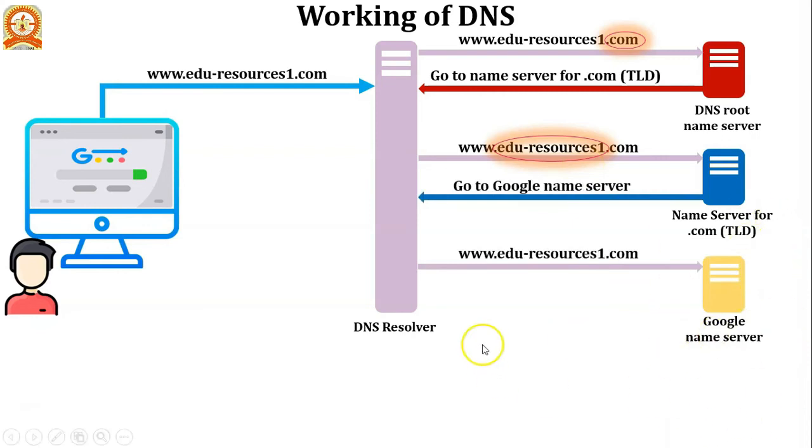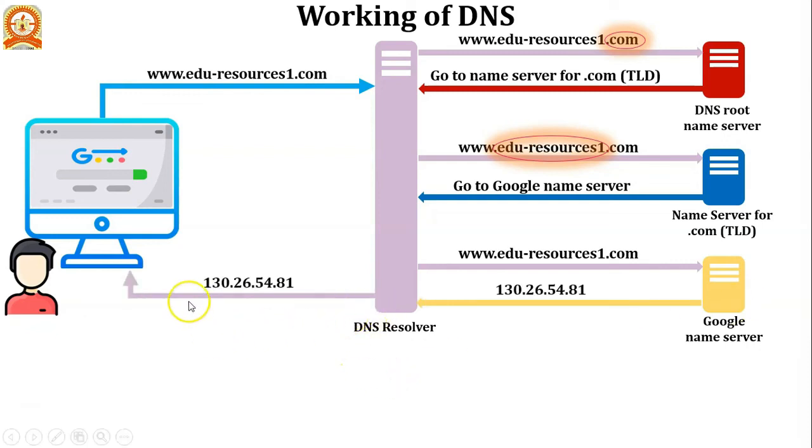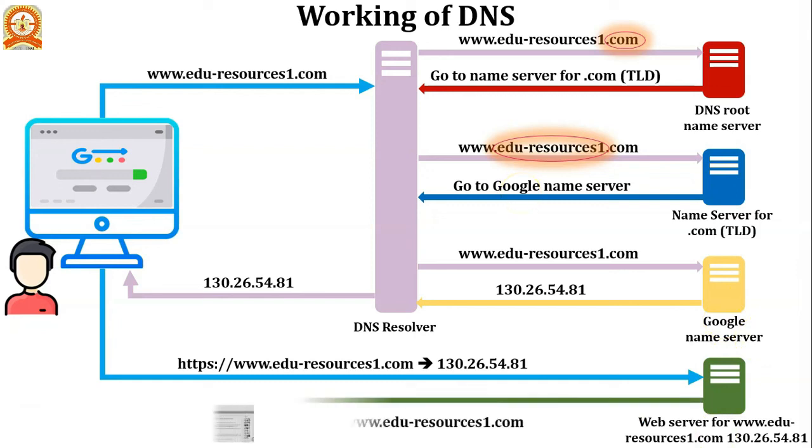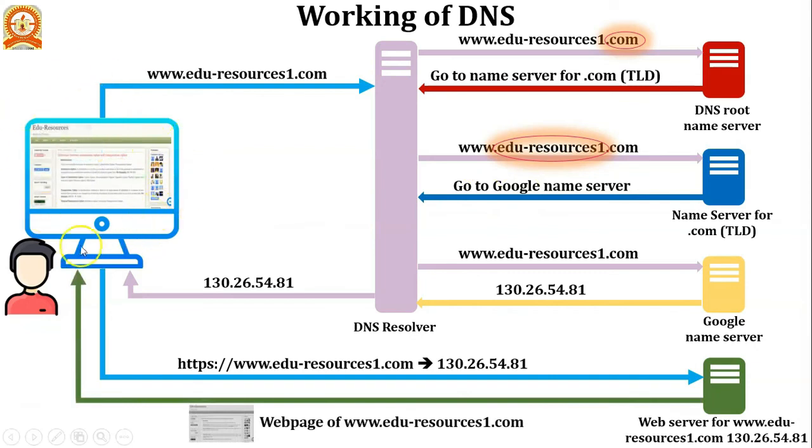Now the Google name server checks this URL, finds the corresponding IP address of that registered website and passes this IP address to the DNS resolver. The DNS resolver passes this IP address to the user's web browser. Now the user's browser searches this IP address on the internet and connects to the web server eduresources1.com, and the web server accepts that request from the user's browser. Now the web server sends the user's requested page to the user's browser, and that requested page is displayed in the user's browser. So that is the working of DNS.